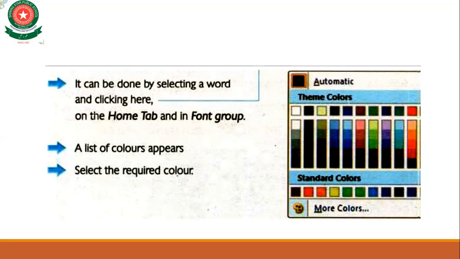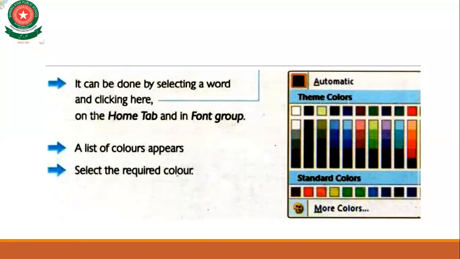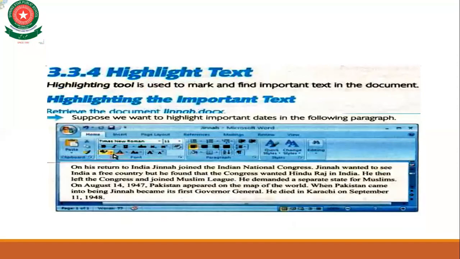Okay. First of all, again, you have to write something or open a saved document. Then, after selecting a sentence or a word, you have to click on the Home tab, Font group. You can see there a mouse cursor. You have to click there. When you click there, a list of colors appears, and select the required color. By doing this, you can change the color of your text.